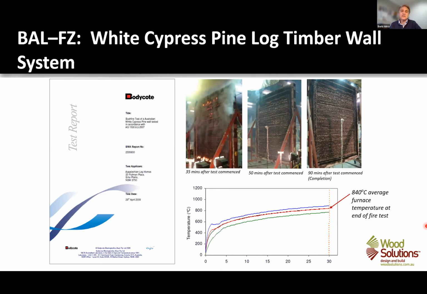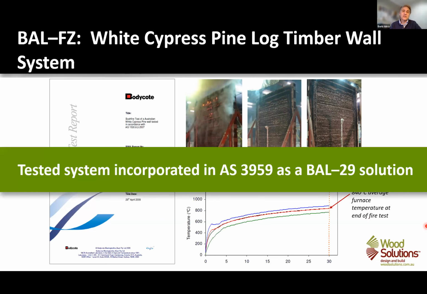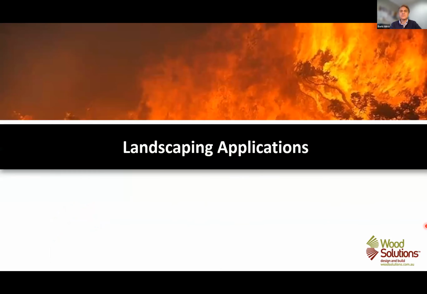At the end of the test, you're basically up at 840 degrees C, and it's just a constant increase in temperature. Now, under the bushfire standard, that particular wall system has been applied to BAL 29, even though it achieved flame zone. And that's just because the committee was a little bit, I suppose, reticent in trying to promote the use of systems beyond the BAL 29 from a timber perspective.